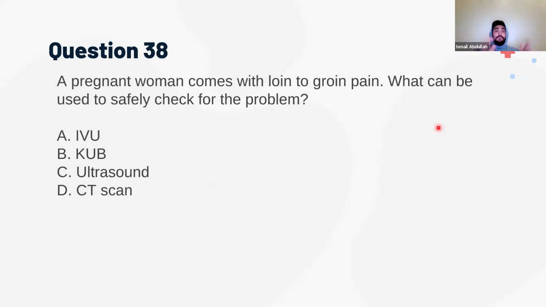A pregnant woman comes with loin to groin pain. What can be used to safely check for the problem? So, a pregnant woman, radiation. What would be your answer? Yep, it's going to be ultrasound. It's the safest for pregnant women and very easy as well, such an easy diagnostic tool in clinic.